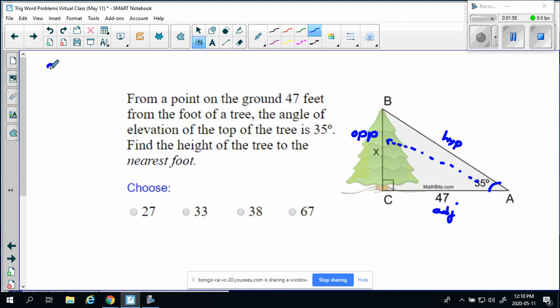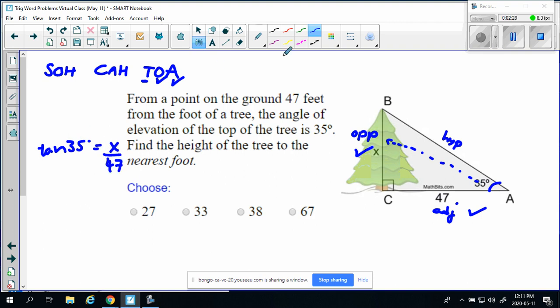So if we go back to our SOHCAHTOA, which is our little slogan we use to choose which ratio we should be using, then you can see that we have the opposite side and we have the adjacent side. So opposite and adjacent means we are going to choose T, which stands for tan. So tan of the angle, 35 degrees, is equal to opposite over adjacent, so x over 47.